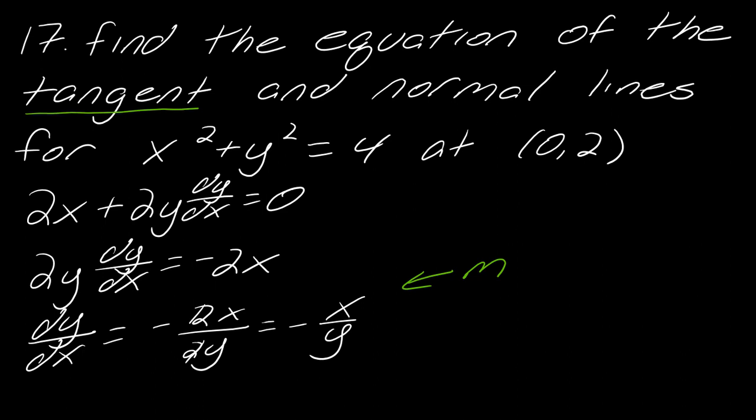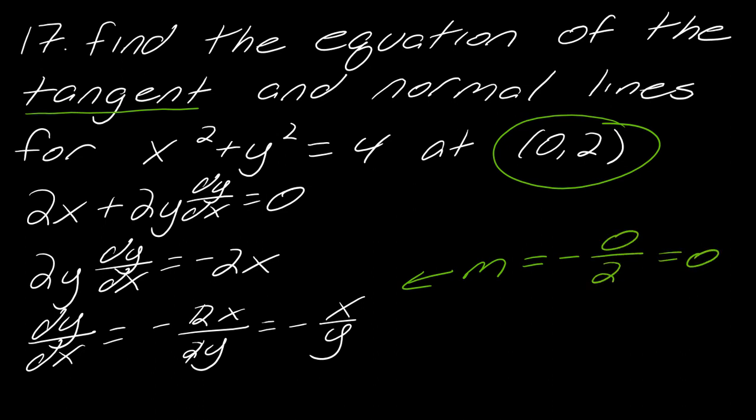And so what I need to use then to find the actual slope is the point I was given. And notice I have an x and a y coordinate, so I'm literally going to plug the x and the y into this. So when I do that, my m is going to equal negative 0 over 2. And what does that equal? That just equals 0. So what type of lines have a slope of 0? Well, those are horizontal lines. So we'll just kind of note that.